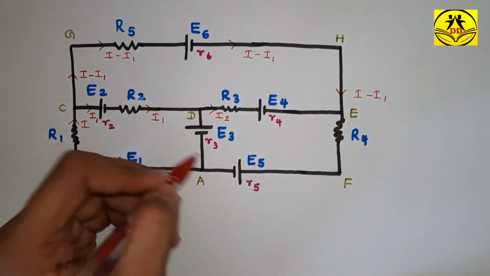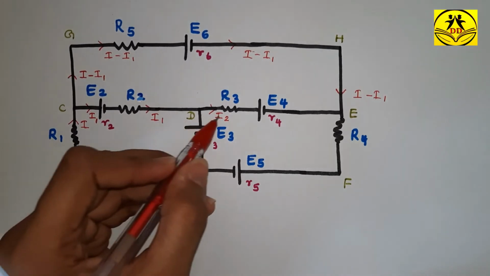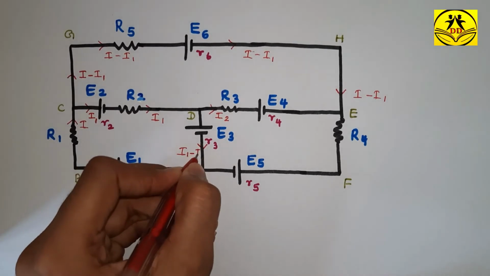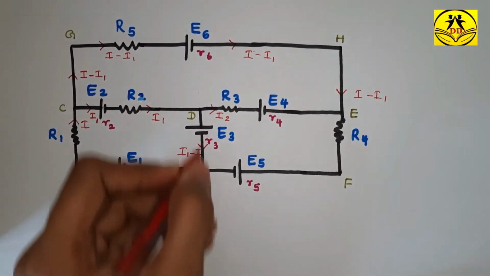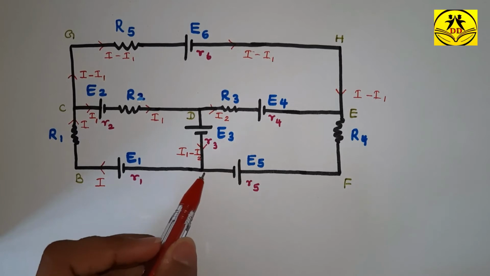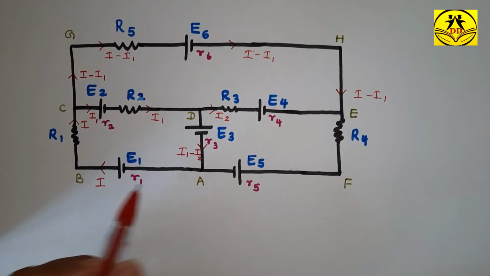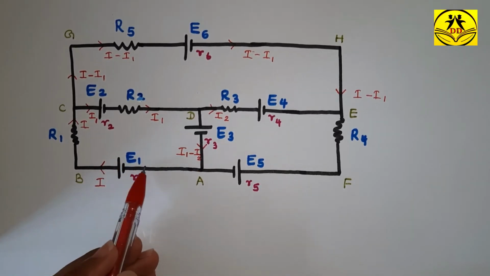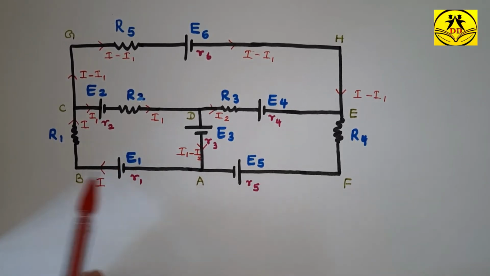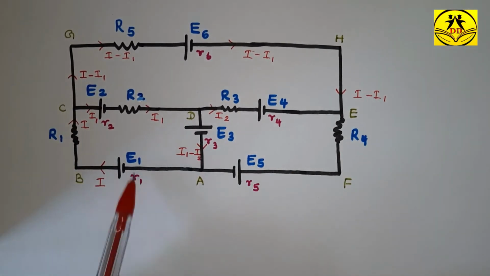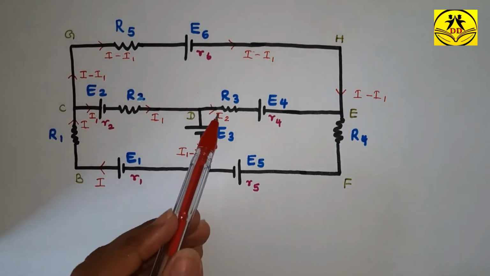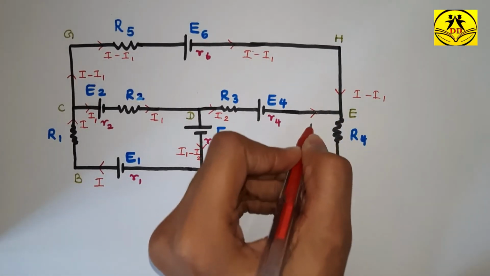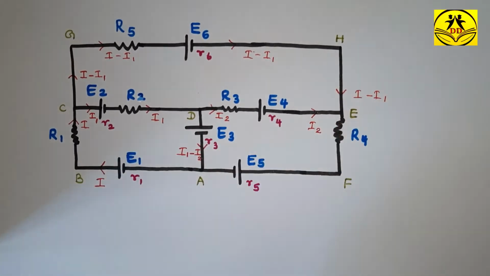And now what current flows through this? I1 minus I2 flows through this branch. Finally, the current that should reach the E1 cell should be this I, the current which leaves from there has to come back. So here you see I2 flows from here to here.